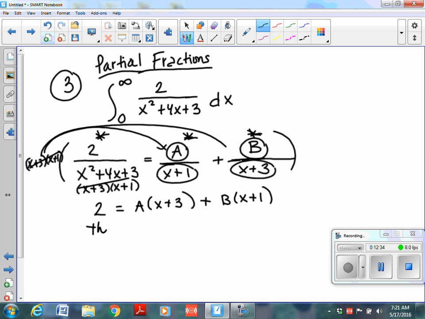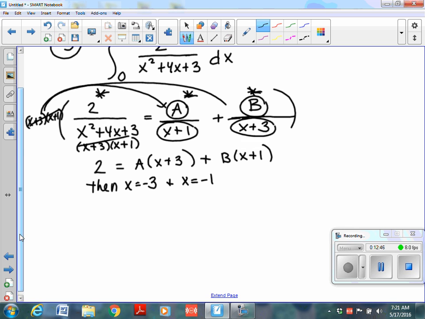Then you're going to let x equal negative 3, and you're going to let x equal negative 1. You're doing that so that you can get rid of your a's and b's. So in place of x, let's put a negative 3 in first. So you're going to get 2 equals, when you put a negative 3 in there, you're going to get 0, and 0 times a is 0.